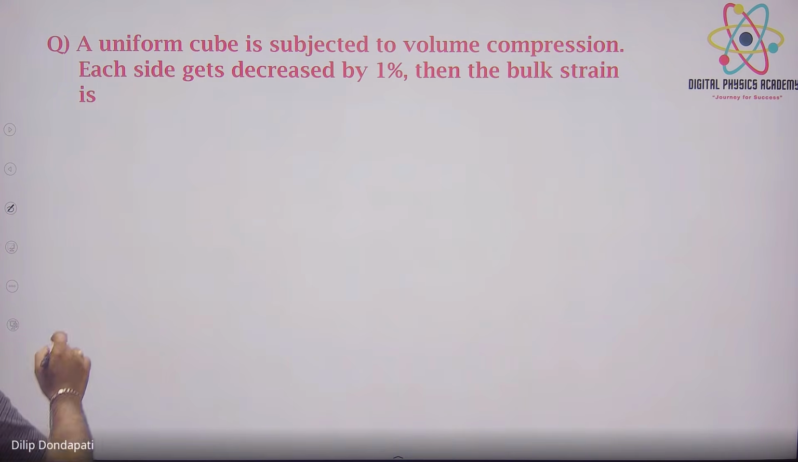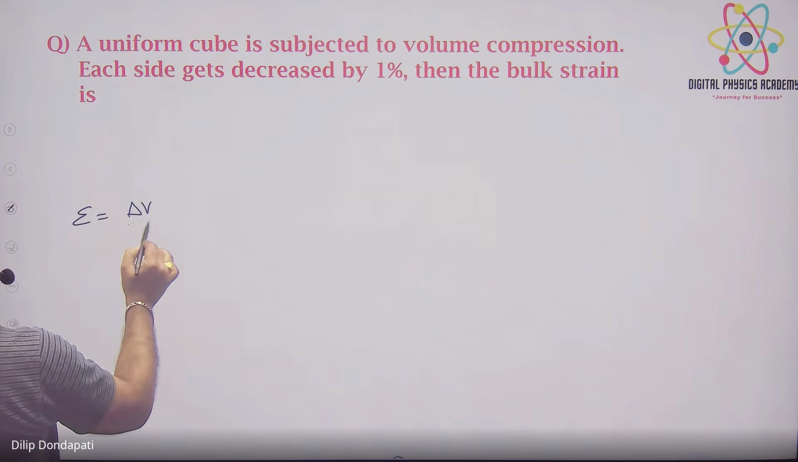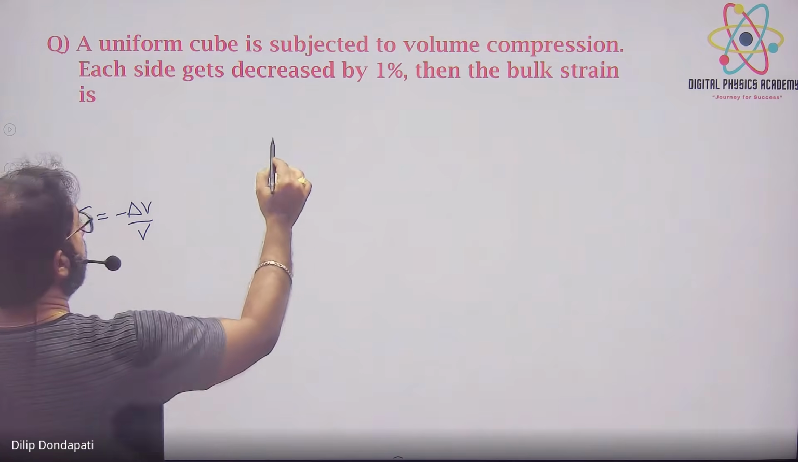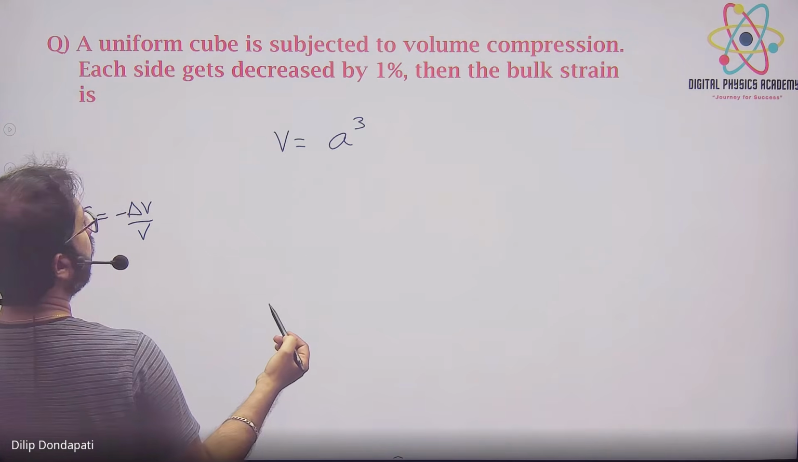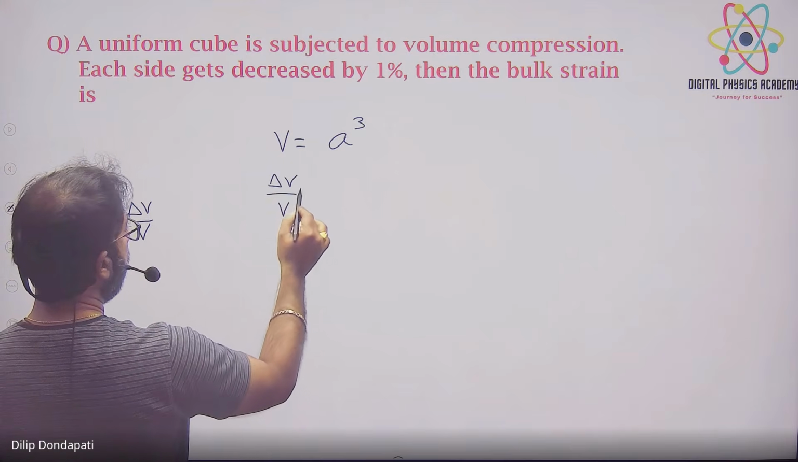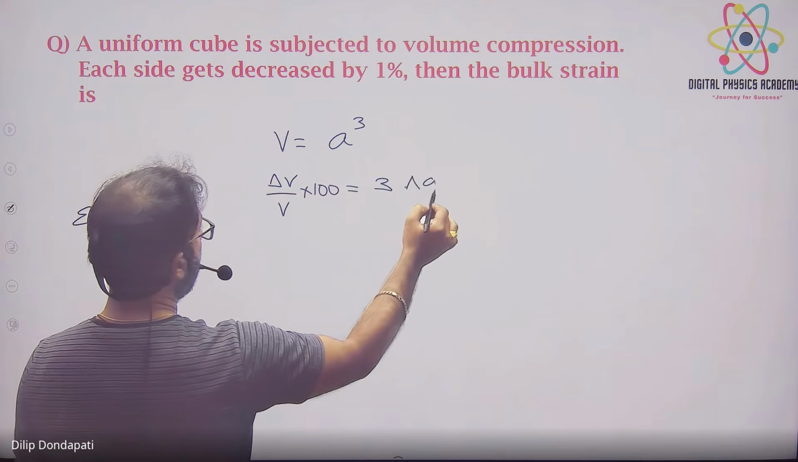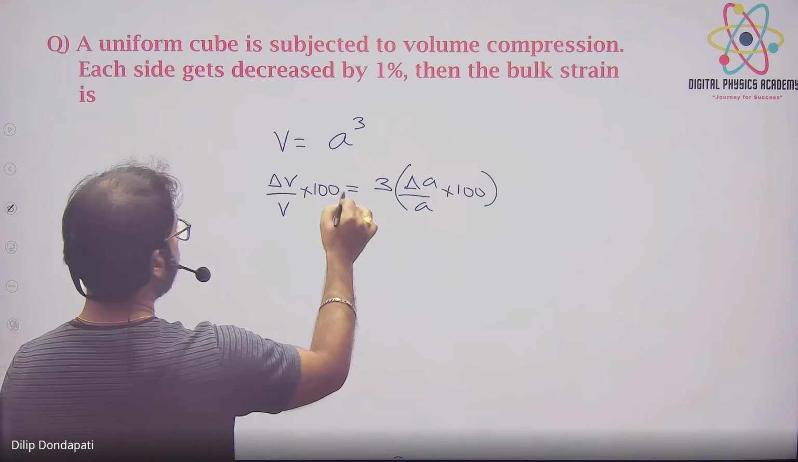What is the formula for bulk strain? Bulk strain is delta V by V, with a minus sign. V is equal to A cube is the formula for the volume of the cube. In error analysis, delta V by V into 100 is equal to 3 into delta A by A into 100. Remember that error analysis?